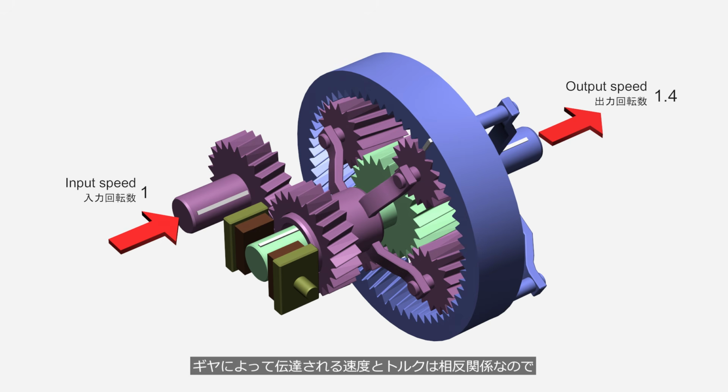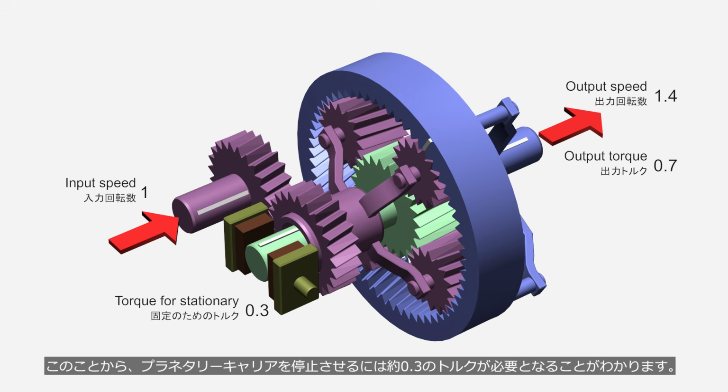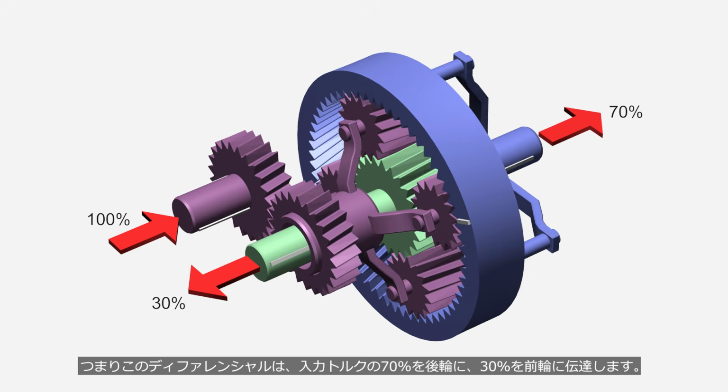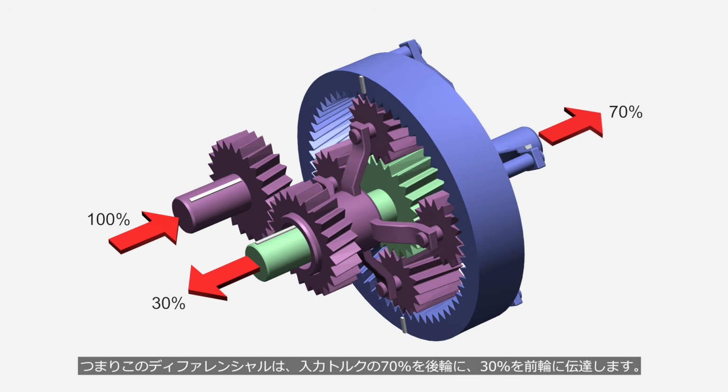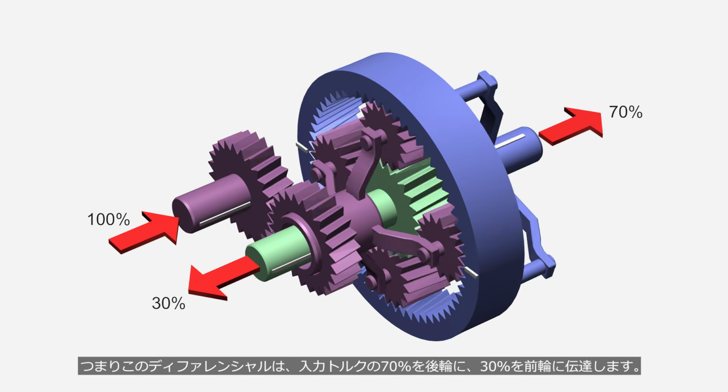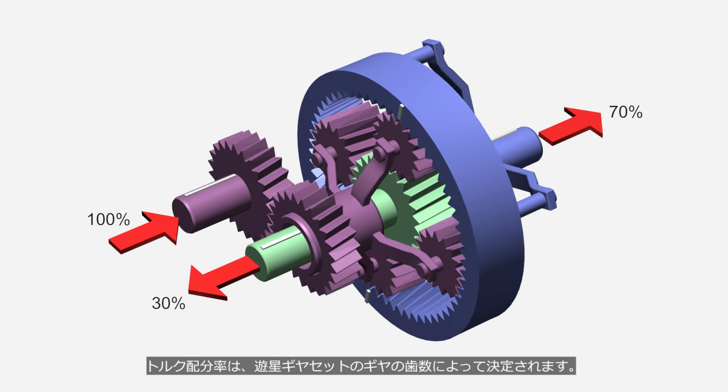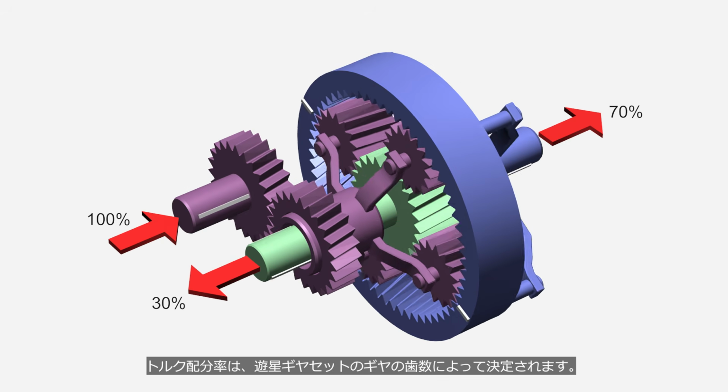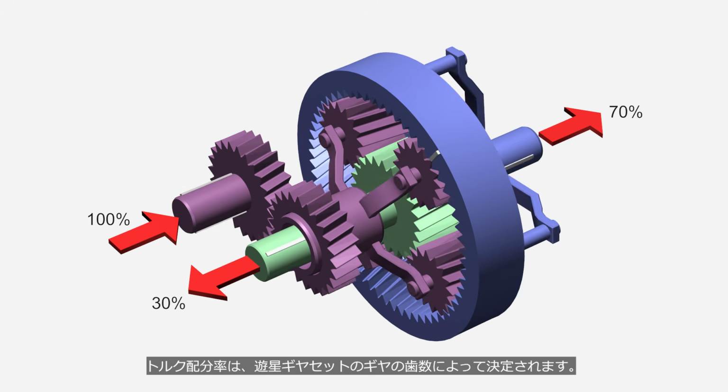Because speed and torque transmitted through gears are inversely related, when the speed increases by a factor of 1.4, the torque is reduced to approximately 0.7 times. This means that a torque of approximately 0.3 of the input torque is required to lock the planetary carrier. In other words, this differential transmits 70% of the input torque to the rear wheels and 30% to the front wheels. The torque distribution ratio can be determined by the tooth counts of the planetary gear set.